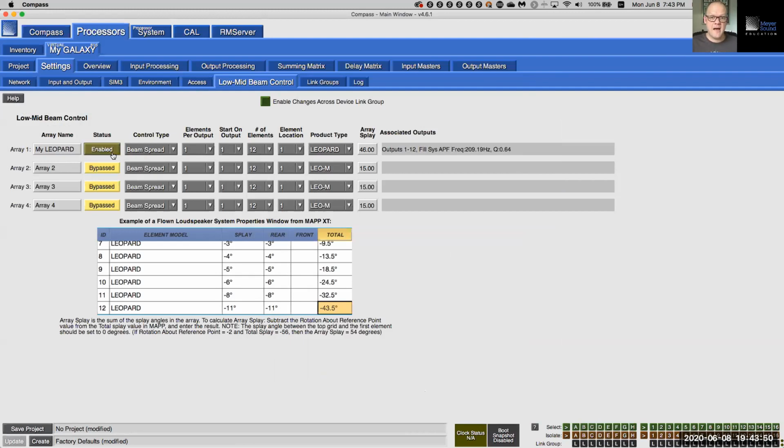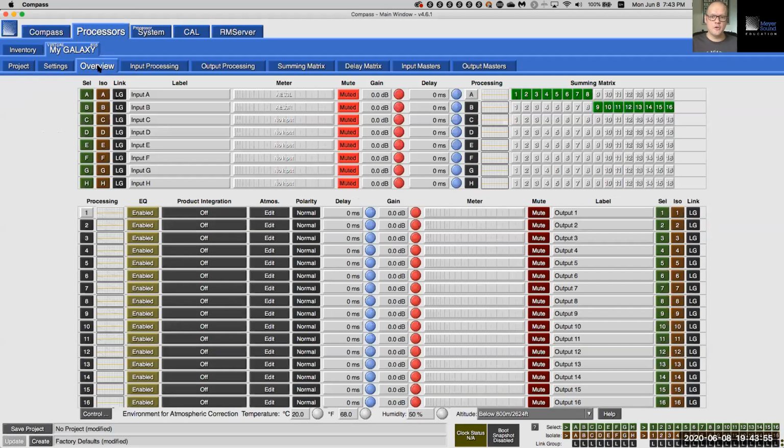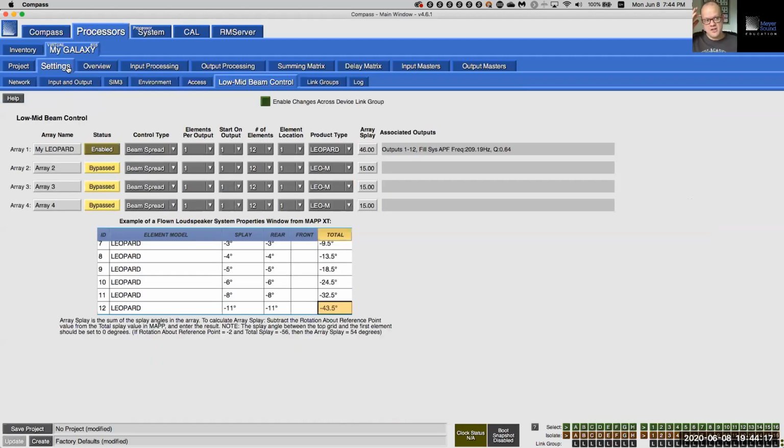If I now take it out of bypass, that would now be working. And in my overview, I can now see those all-pass filters. That's where they are. Here you see that we're using the LMBC. That's where they live. And that's how you use frequency-dependent delay, in this case, to spread the beam. And by extension, you could do the same for the steer up, in which case you would not choose a beam spread, but you would use a steer up.